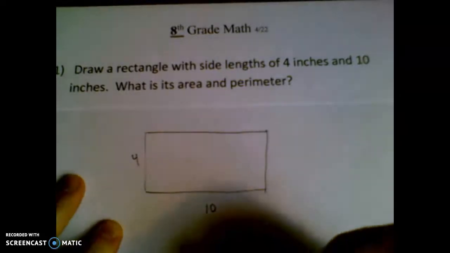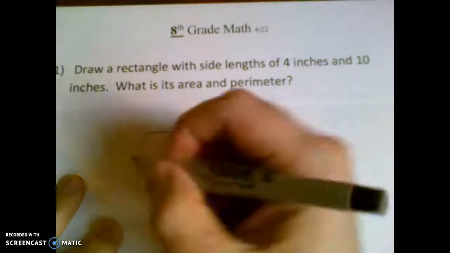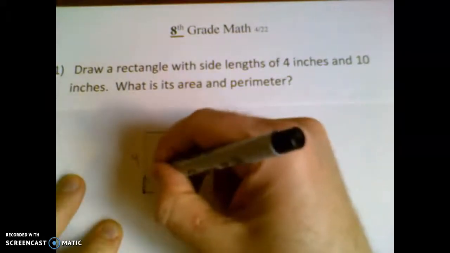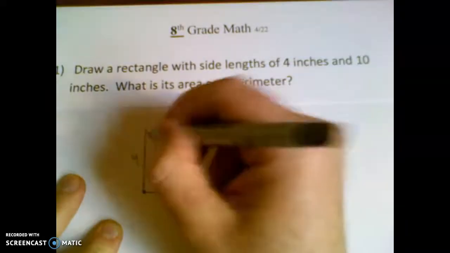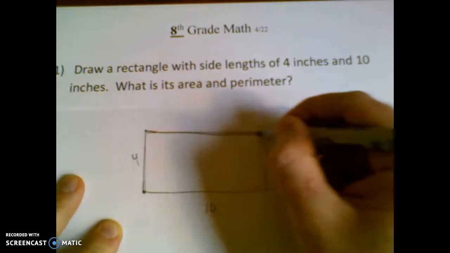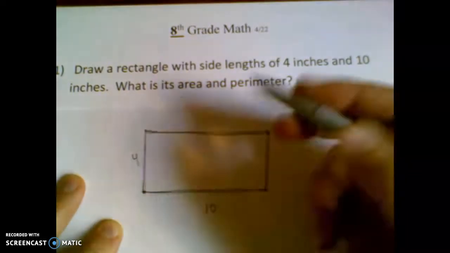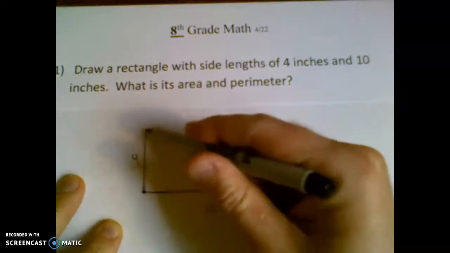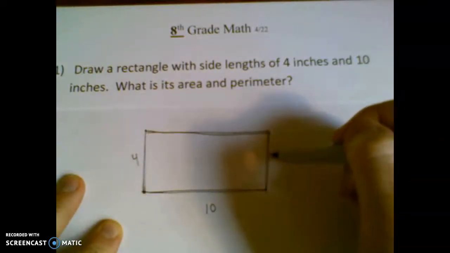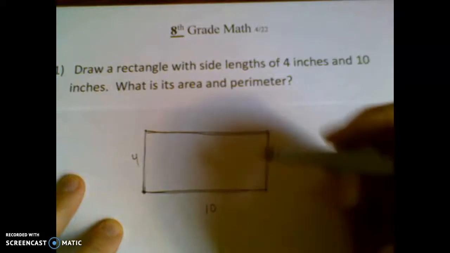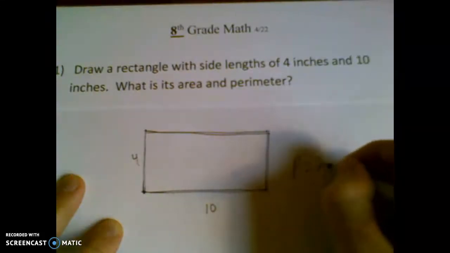Perimeter is the distance around the outer edge of a shape. So if I start here, I would have 4 inches, and this is also 10 inches, and this is 4 inches, and this is 10 inches. So if I walked all the way around, I'd have 4 plus 10, which is 14, plus 4, which is 18, plus 10, which is 28, and that is the perimeter.